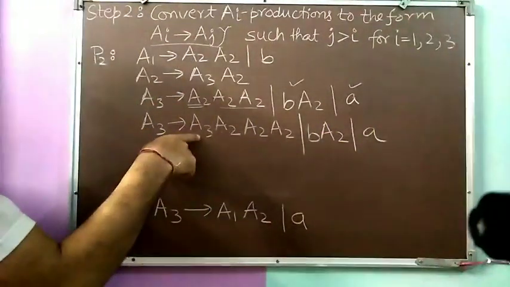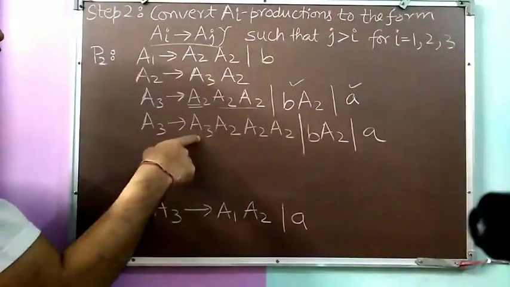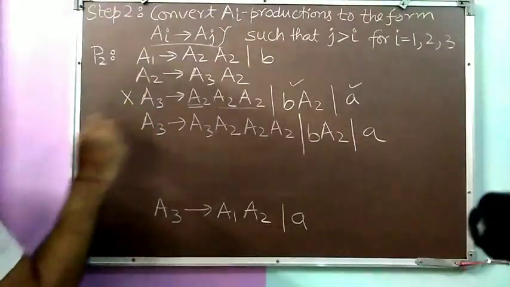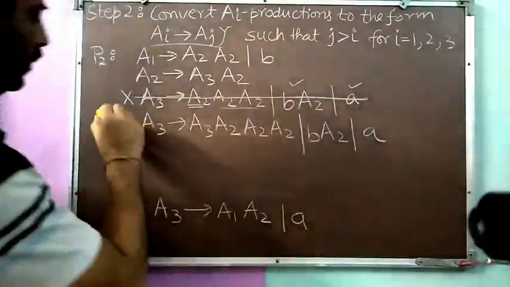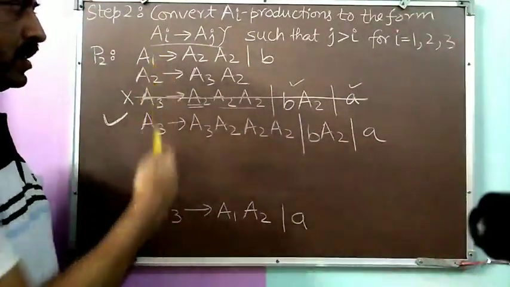Now we have the required situation here, that is A3 to A3 A2 A2 A2. So we will not include the old production; we will remove it and include this one instead. So this will complete our step 2.